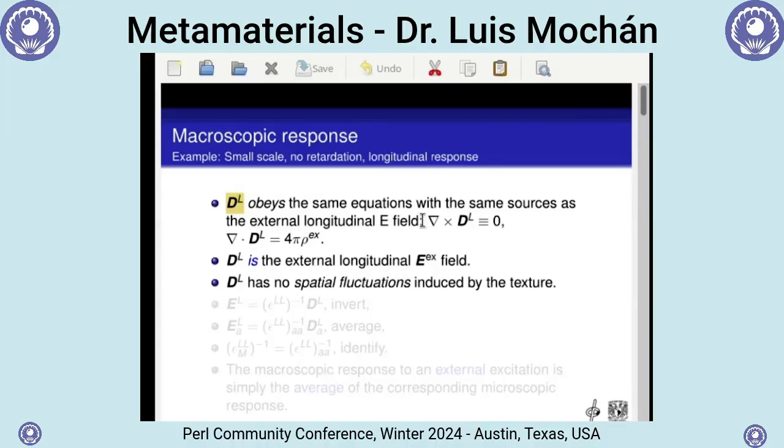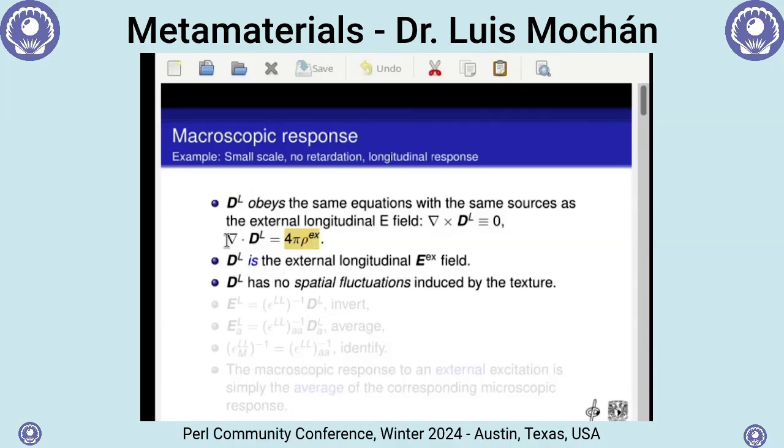The definition of a longitudinal field is that its curl is equal to 0. So the curl of the longitudinal part of the displacement field is 0 by definition. And the divergence of the longitudinal part of the displacement field is just the external charge. That is what Maxwell's equations teach us.